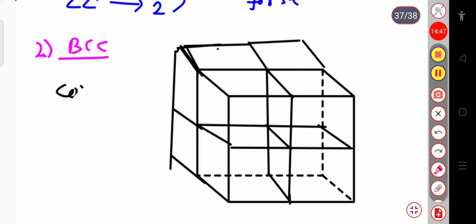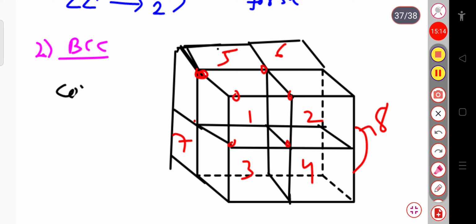You have to just imagine, this is 1, 2, 3, 4. On the back side this is fifth, sixth, and this one is 7, and on the back of the 4 this is 8. So there are a total of 8 unit cells here. If we consider the first, there are 8 corner atoms, and one atom will be present at the body center of the first unit cell, and it is the same for every unit cell, 1 2 3 4 5 6 7 8.